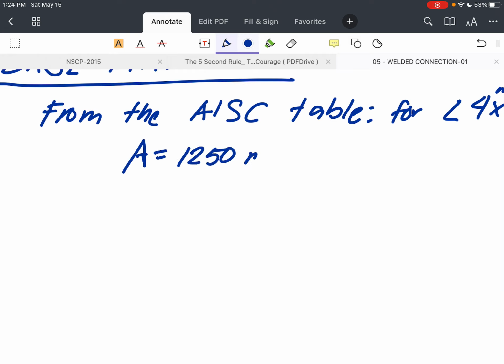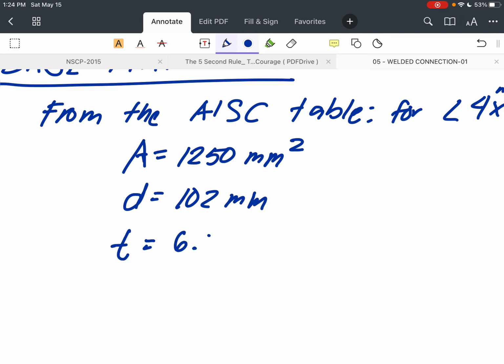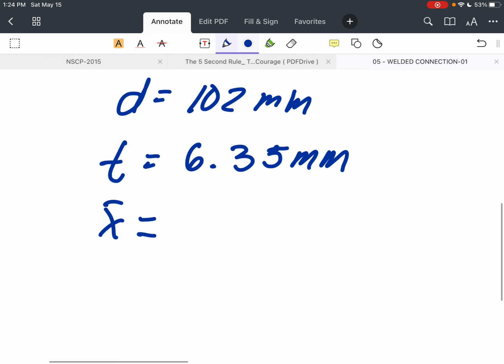1250 mm squared. Your d is 102 mm. Your thickness is 6.35 mm. And your centroid along x-axis is 27.4 mm.